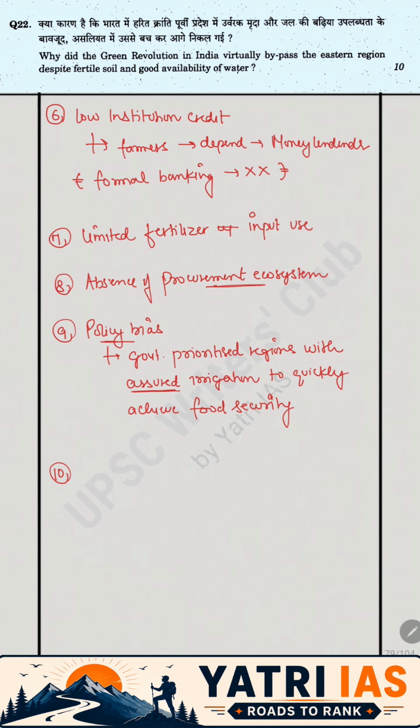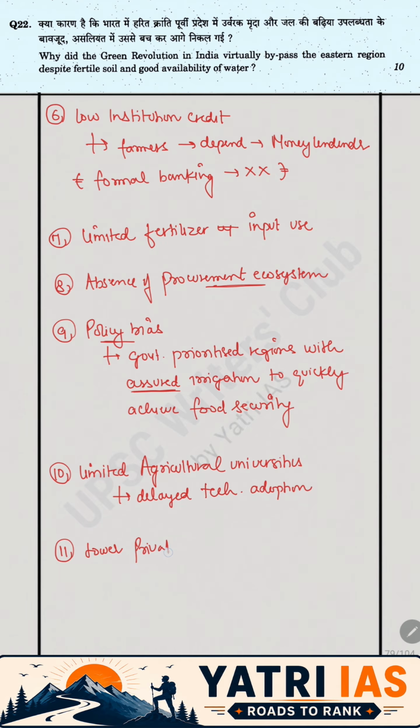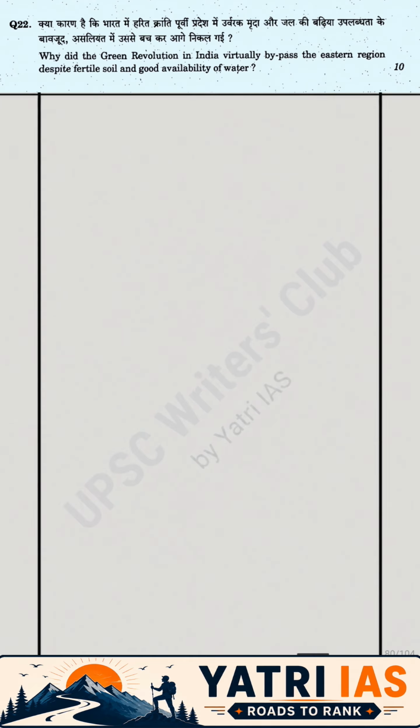Then you could mention limited reach of agricultural universities as well, which prevented or delayed technological adoption in the eastern region. You see lower private investment, and all these factors were going against the eastern region. You also see lower private investment as well.